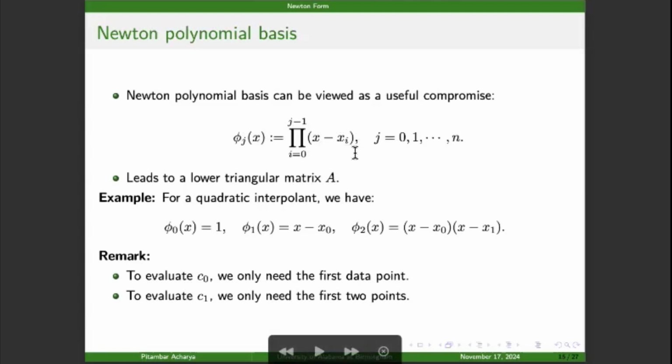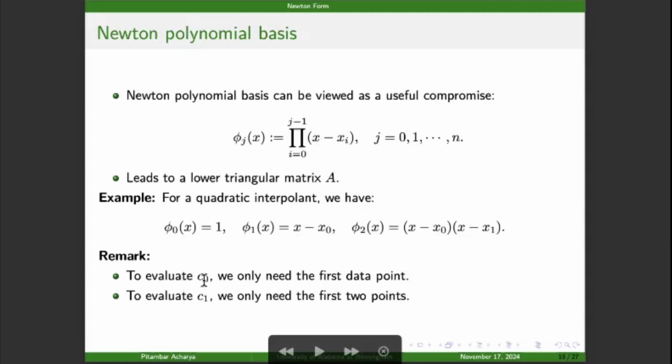So Newton interpolation has a better balance between the cost of computing the interpolant and the cost of evaluating it. Here's an example. For a quadratic interpolant, we have phi 0(x), which is equal to 1. Phi 1(x) is given as the difference of x and x0. And phi 2(x) is given as the product of these two factors, (x minus x0) and (x minus x1).